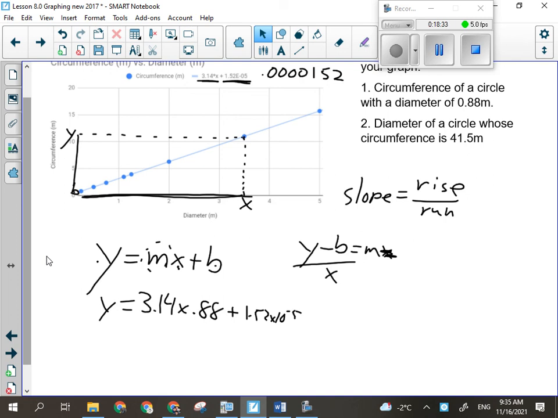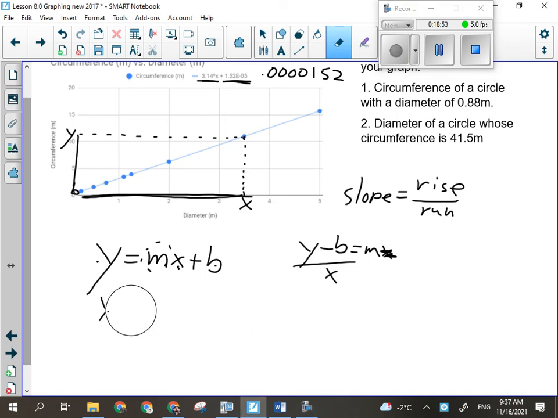So, can I calculate that using this equation? Okay, you try. You're trying to calculate the diameter using this equation. Okay, so you're looking for an x value. You know what m and b are, and it told you y. Okay, see if you can solve for x. I'll give you a minute. Okay, so let's have a look at that one.